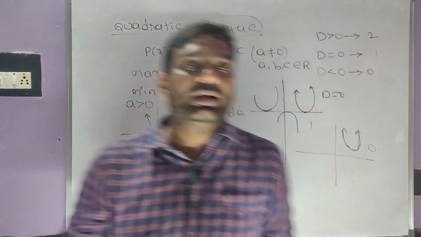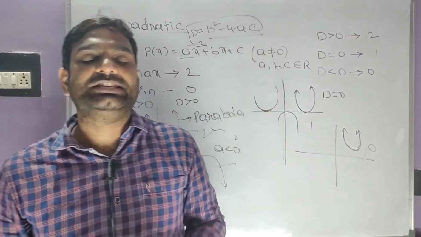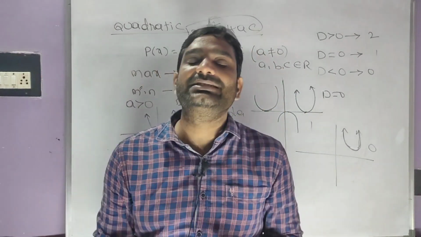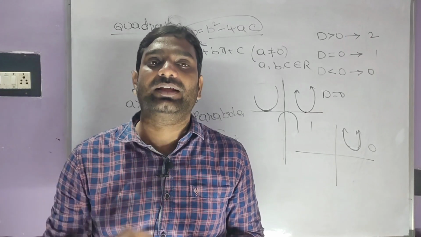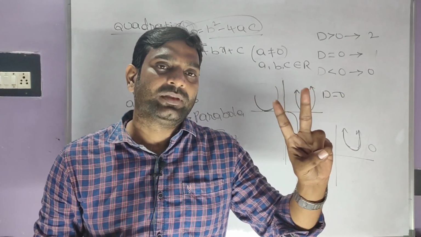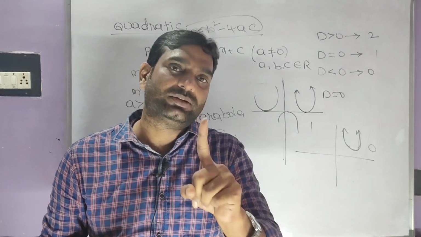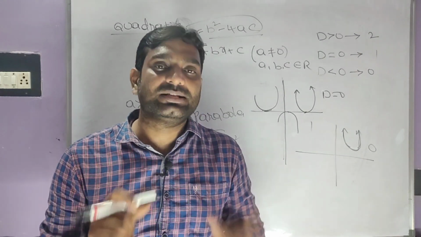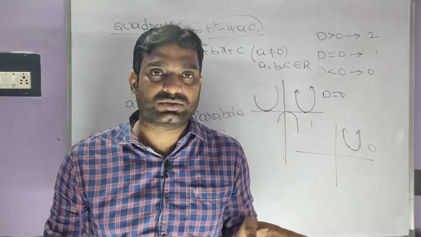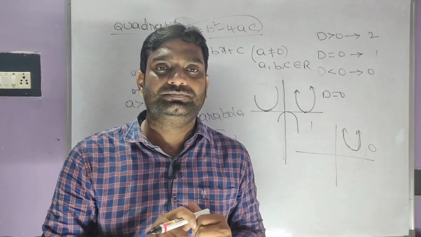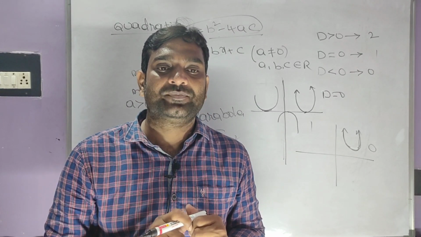And if the discriminant b² − 4ac is greater than 0, the roots are distinct and real, so you will get 2. If the discriminant is equal to 0, the roots are real and equal, so you will get 1. If the discriminant is less than 0, there are no real roots, so the number of zeros is 0. Hope you understood.